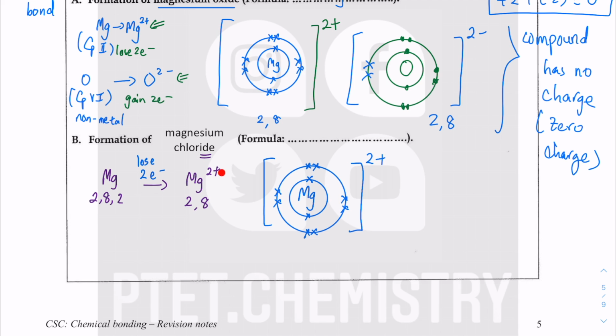Now I have a 2+ charge. When a metal atom loses electrons, you get a positively charged ion called a cation. This is called the magnesium ion. It's a cation.